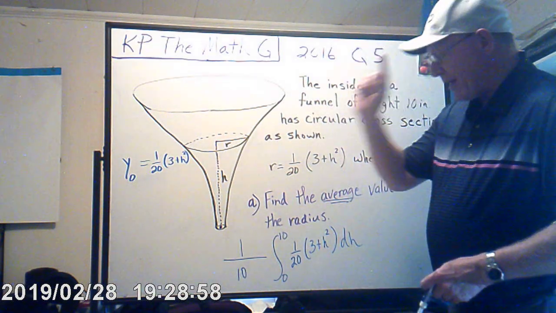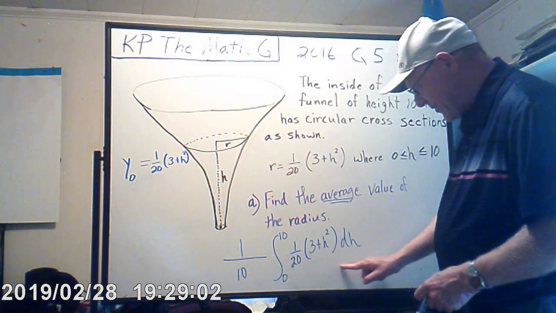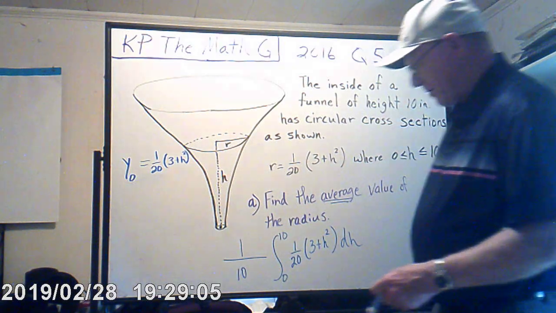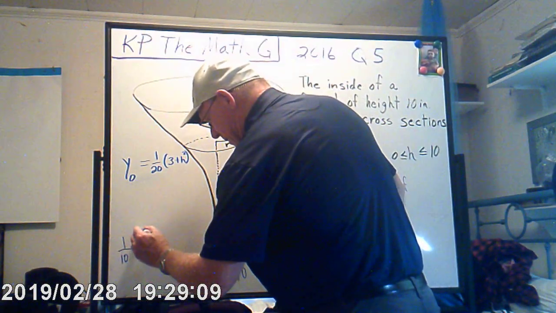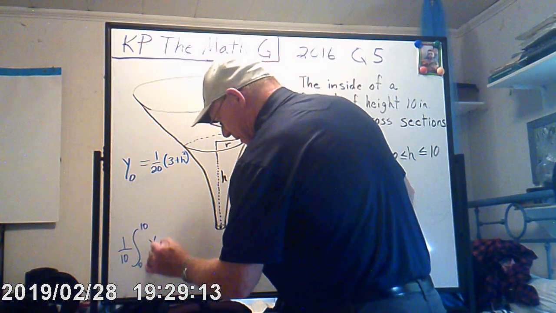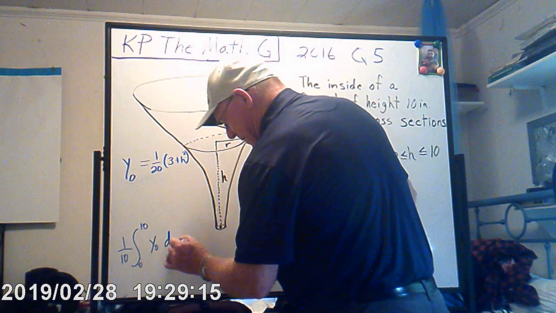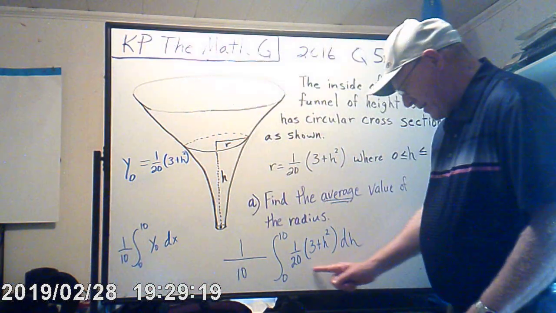And you can put that in place of this right here. So really, when you do your 1/10, you could go from 0 to 10, and then you can put y sub 0, and then of course it's going to say dx on the end like that. That is the same thing here.